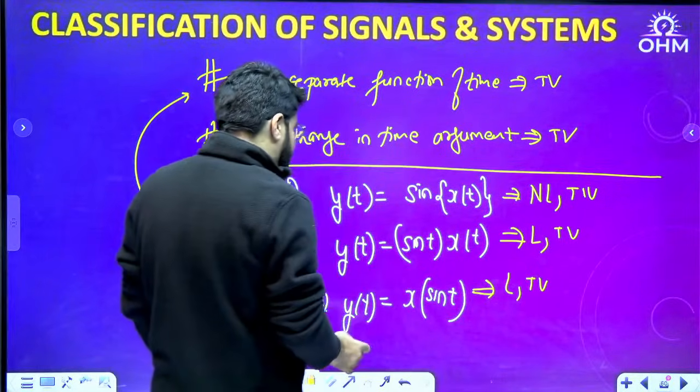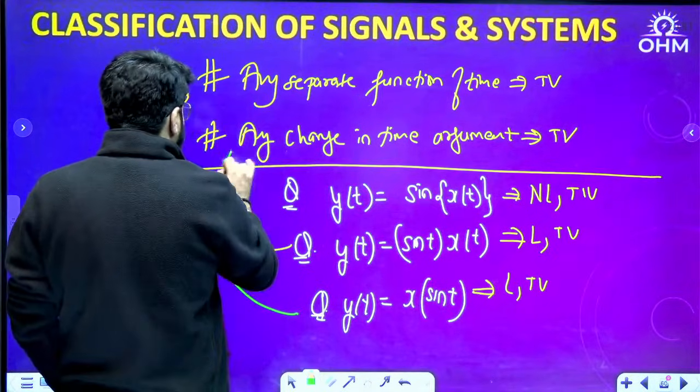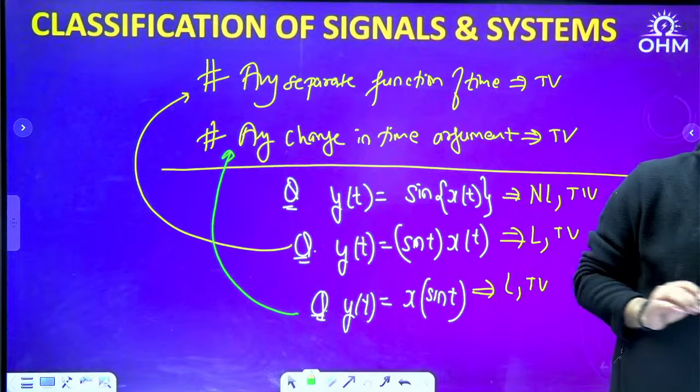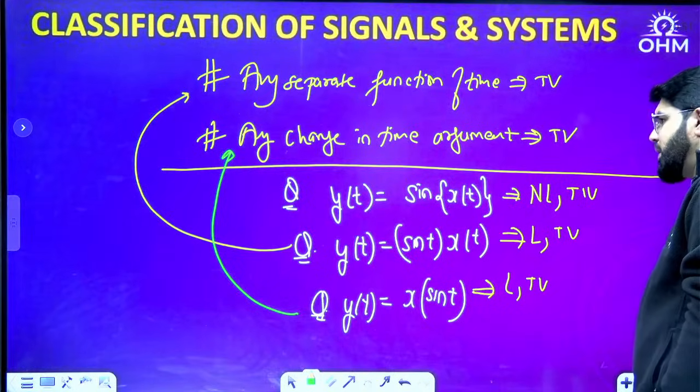Any changes in time argument. So this particular question is this case. Any change in time argument will make the system time variant only. Now let me go back to the question.